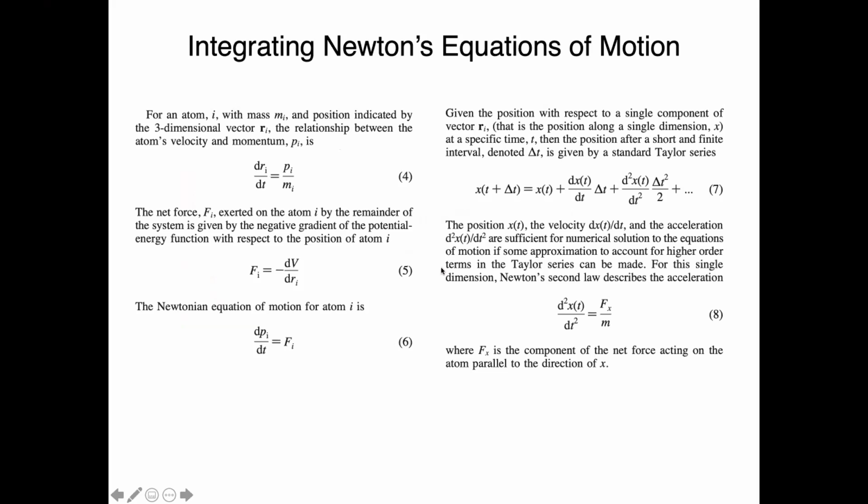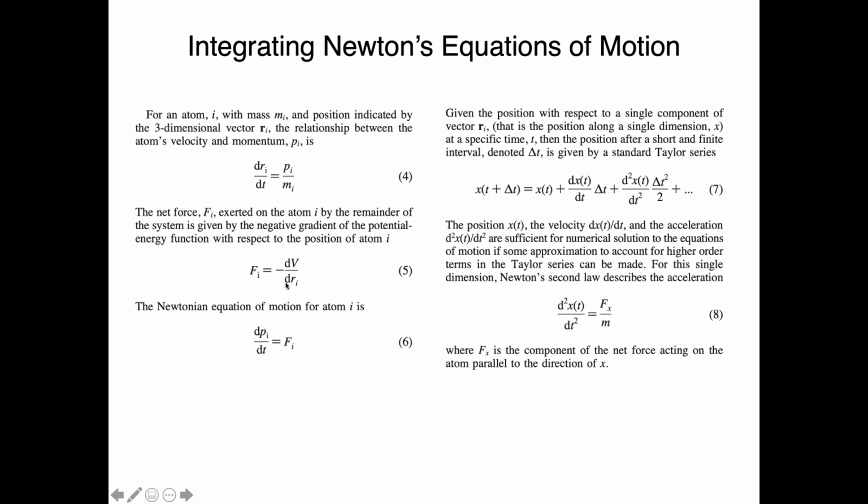So for those of you who might be interested, if you want a little more detail about how you integrate these equations, Newton's equations of motion, essentially what you have is your position with respect to time. So this is your velocity, which is equal to your momentum divided by m, right? Because you know momentum is equal to mass times velocity, right? So this is essentially what's shown in equation 4.